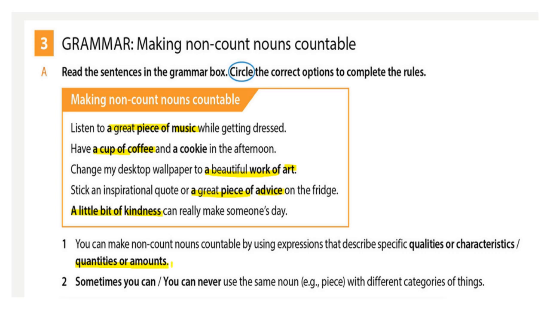or amounts. And sometimes you can use the same noun with different categories of things. Like in this example, the words music and advice take the same expression, a piece of. So the expression a piece of can be used with both music and advice.